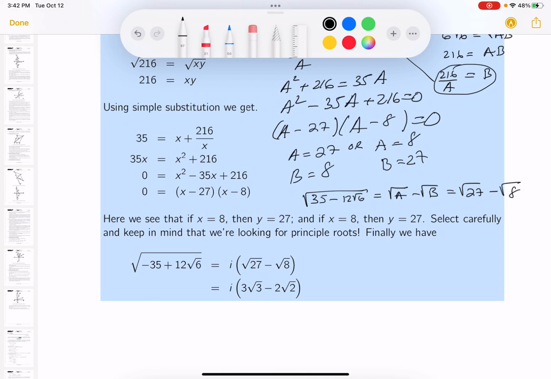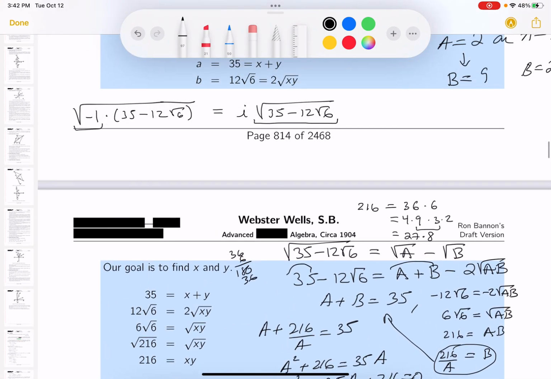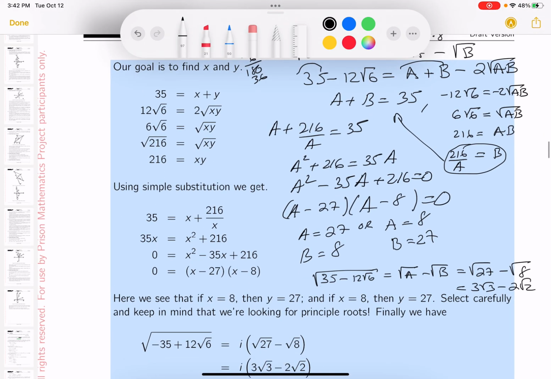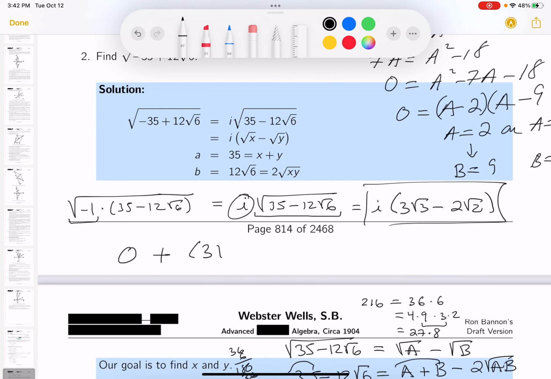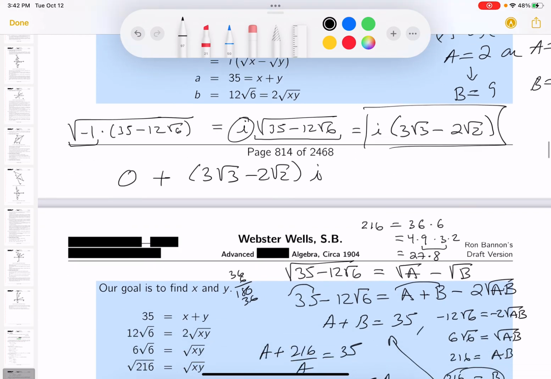I'm going to write it down a little better for you. This would be 3 root 3 minus 2 root 2. Now let's not forget what I have in front of it, an i. So I'm going to write this over here, i times 3 root 3 minus 2 root 2. I'm going to say it's my answer. All right, now if you write a complex number, it would be 0 plus 3 root 3 minus 2 root 2 i. Let's look at the key, see how we did.